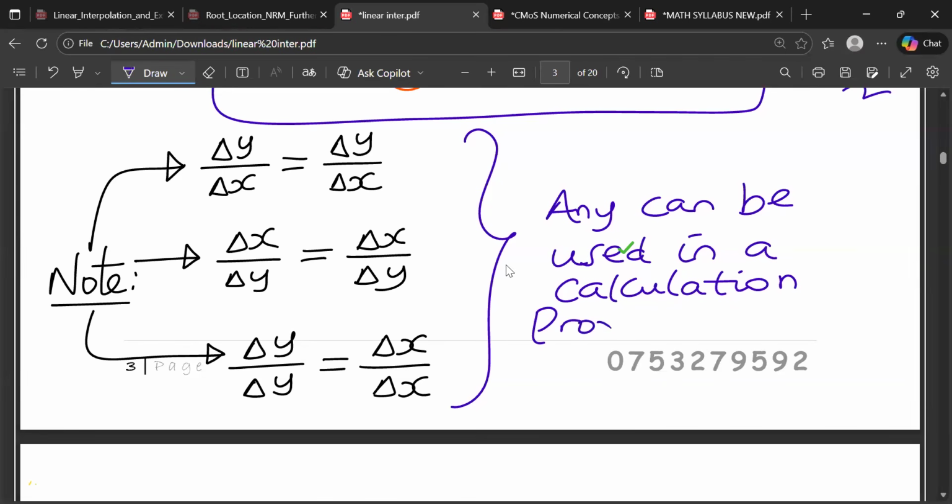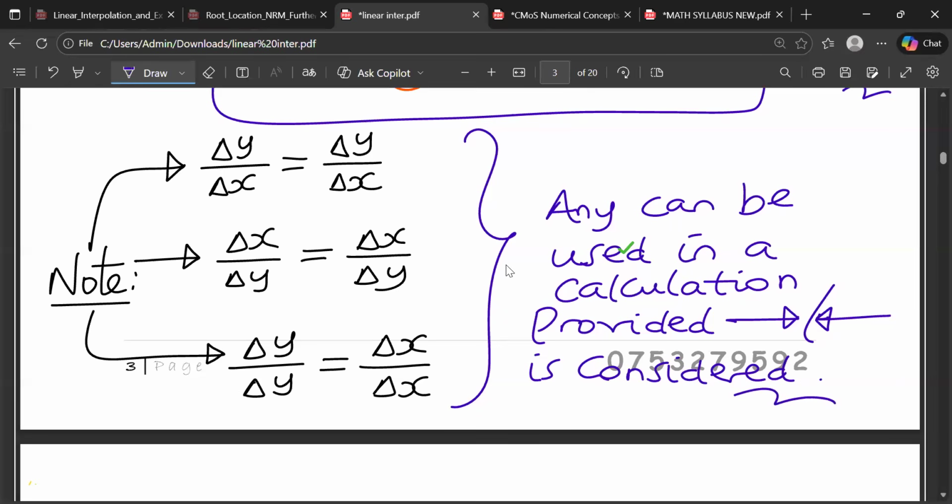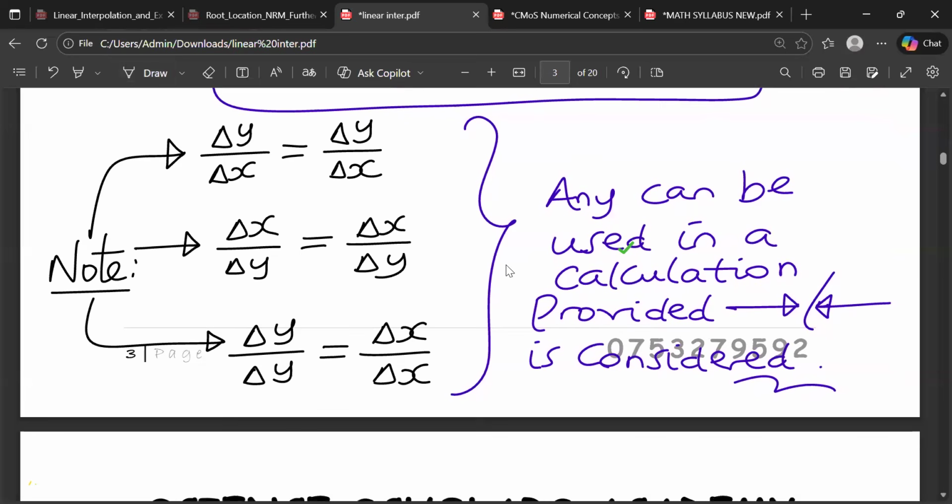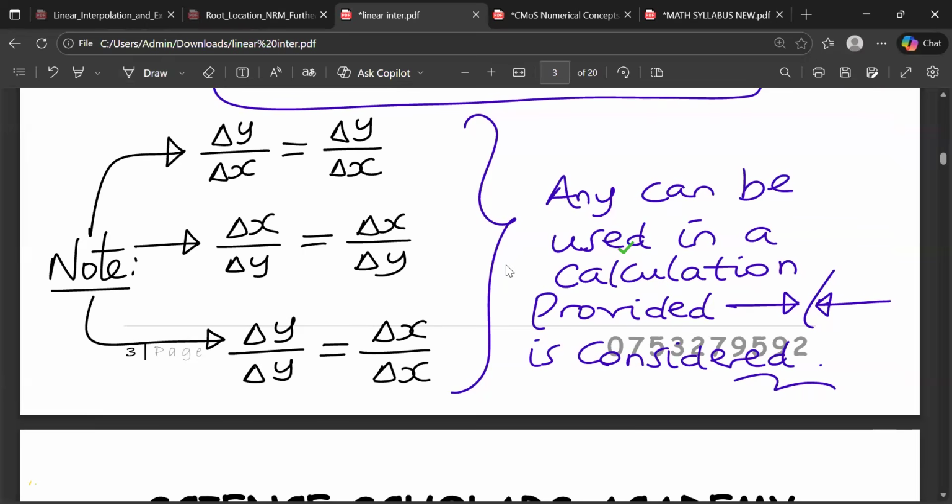Provided this direction or this direction is considered. Provided you consider the directions, then you can choose any that you want. We are about to start calculating.